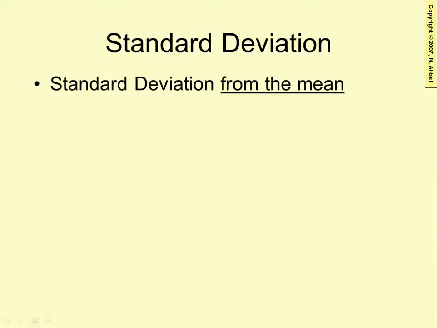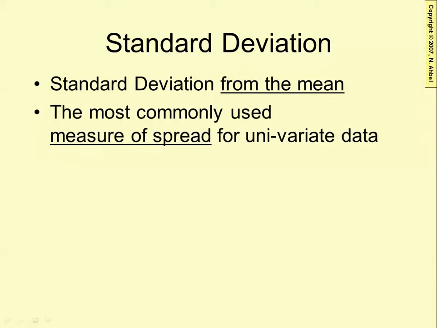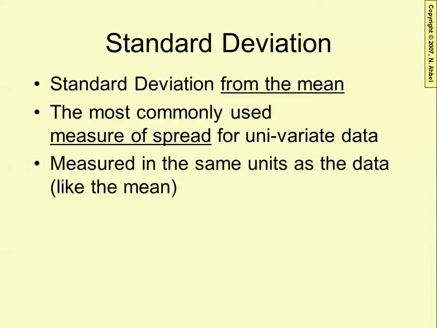The standard deviation is an incredibly important concept in statistics. It is a measure of spread. The standard deviation is an abbreviation really for the standard deviation from the mean. It's the most commonly used measure of spread for univariate data, and it's measured in the same units as the data, just like the mean is.